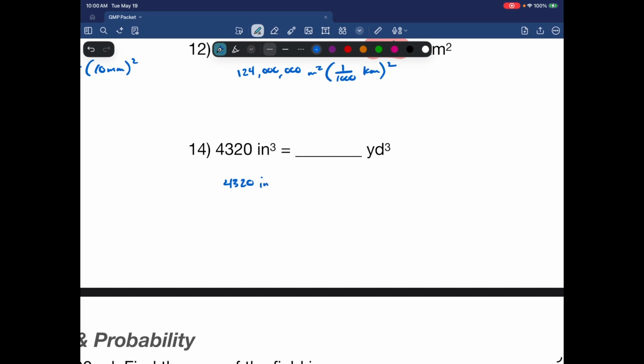4320 inches cubed. So you need to go to feet and then to yards. There are 12 inches in a foot, so an inch is 1/12 of a foot, and I'm going to cube that. And then a yard is 3 feet, so a foot is 1/3 of a yard. You're going to cube that. So 4320 times 1/12 cubed times 1/3 cubed. And that's going to give you 0.0926 yards cubed.